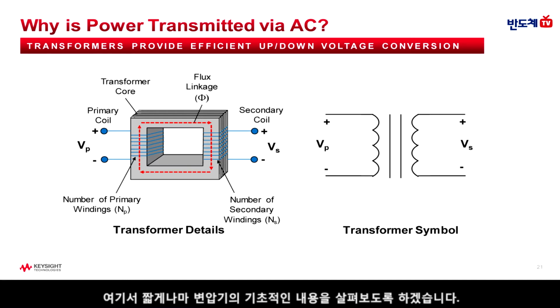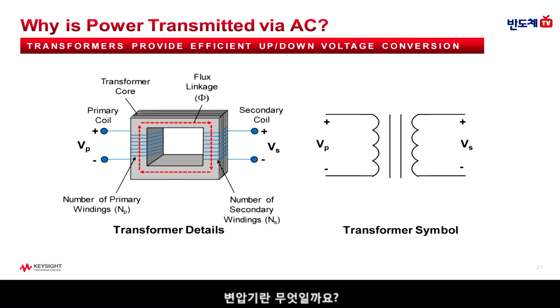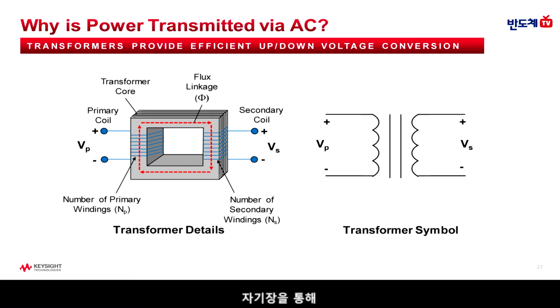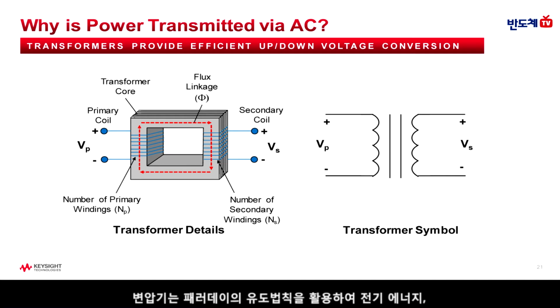So it's worthwhile to spend a little bit of time understanding some transformer basics. So what's a transformer? A transformer is an electronic component composed of two or more coils of wire wrapped around a ferroelectric material that transfers electrical energy by an alternating magnetic field. Transformers utilize Faraday's law of induction to convert electrical energy, usually voltage, from one value to another. But it's important to understand that transformers require an alternating magnetic field in order to function, so they can't operate on DC voltages and currents. That's the reason why we generally use AC.